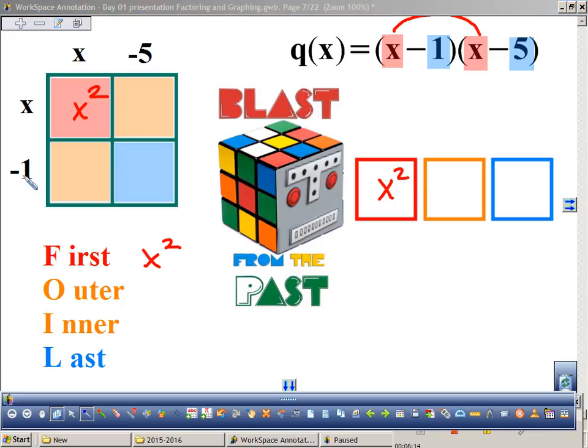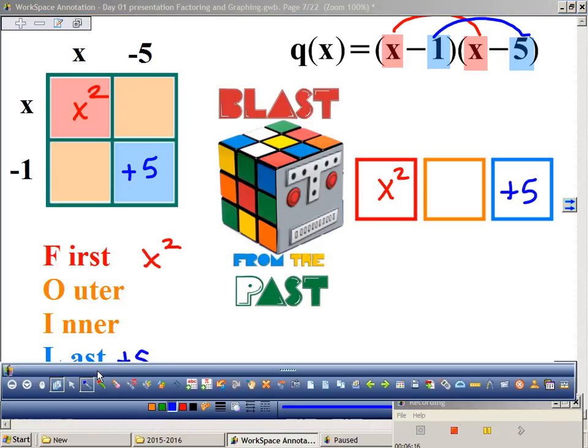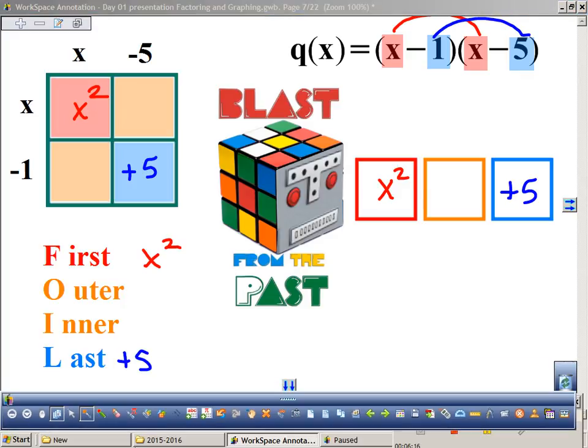Negative 1 times negative 5 is positive 5. Well, let's look at my last. Negative 1 times negative 5 is positive 5. Then I would look at my inner. And this is where I'm going to switch.